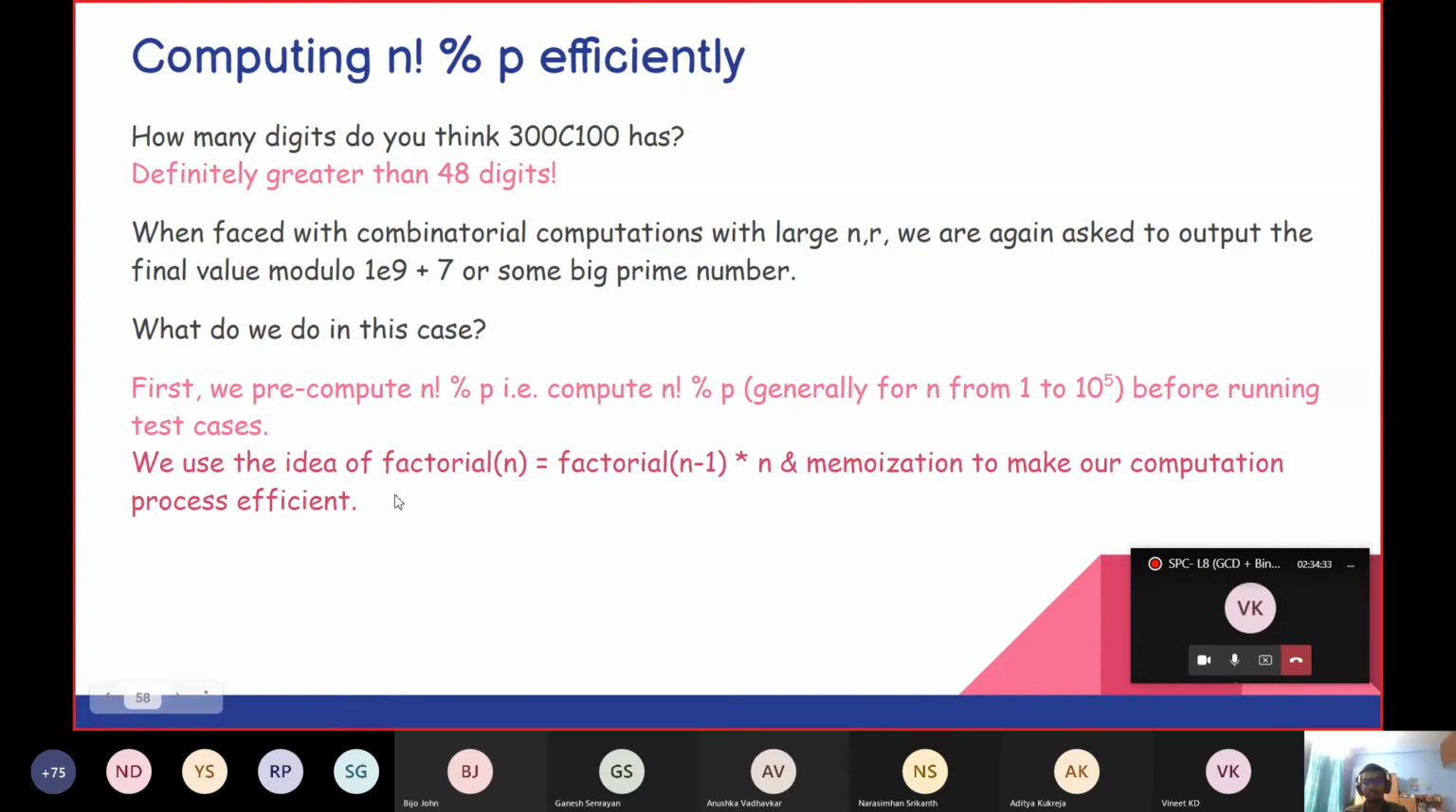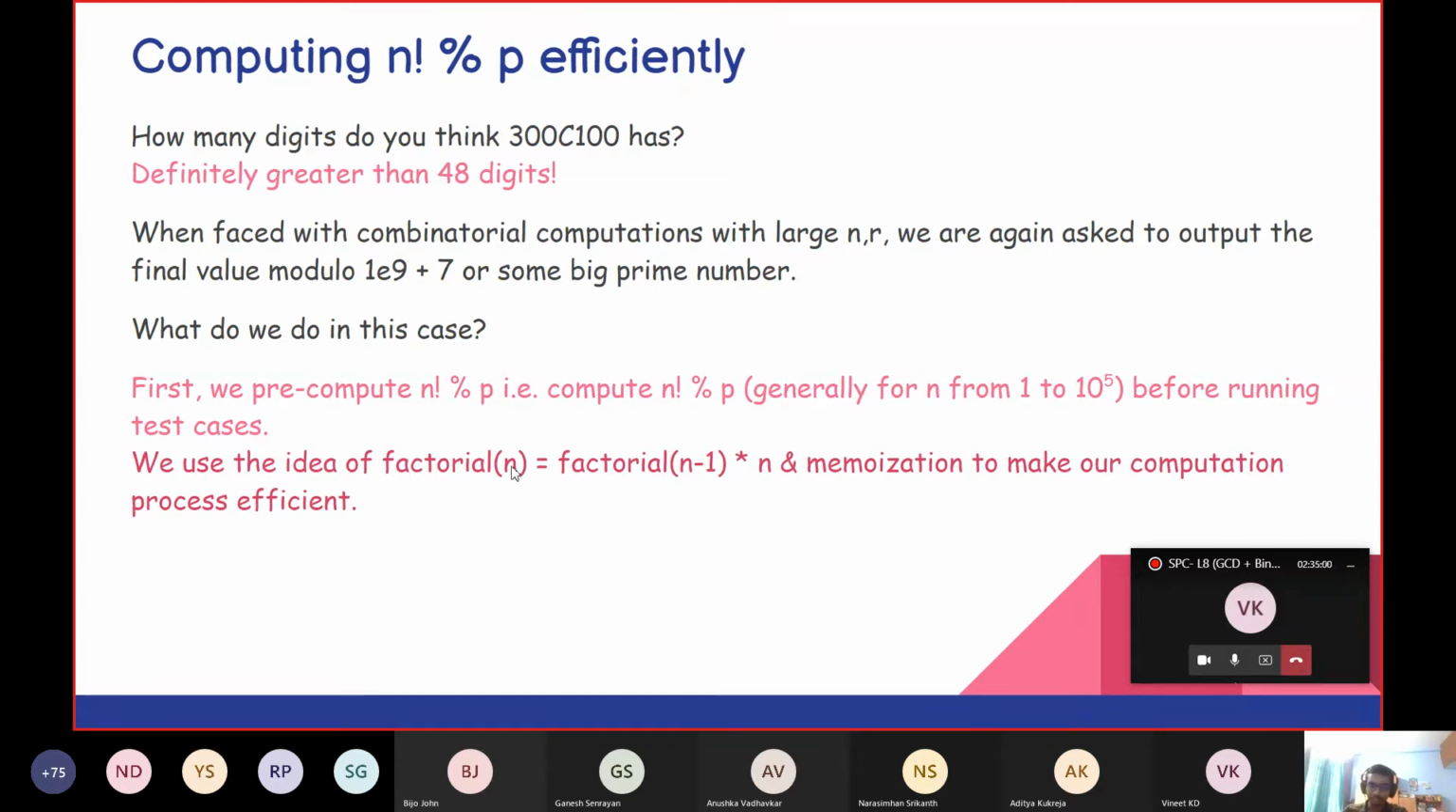And what idea do we use? We use the recursive idea: factorial of n equals factorial of n minus 1 times n, and memoization. What is memoization? When I find factorial of n minus 1, I will store it in some array. Next time when I want to find factorial of n, I will retrieve it from the array and multiply it with n. So given I know factorial of n minus 1, finding factorial of n is just one multiplication away. This makes my computation process very efficient.